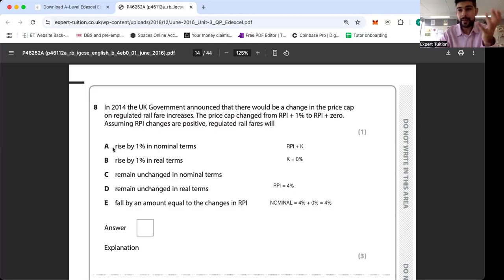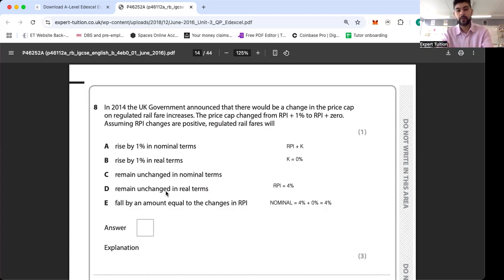It can't be A. A is only true if I know that RPI is exactly 1%, and I don't know that. All I know is RPI is positive, but it could be any number. It could be 1, it could be 2, it could be 10, it could be 20. So it can't be A because A is only true in the event that RPI is exactly equal to 1%.